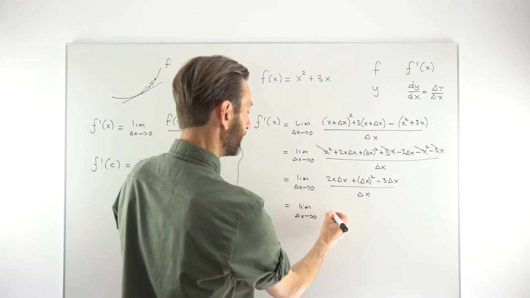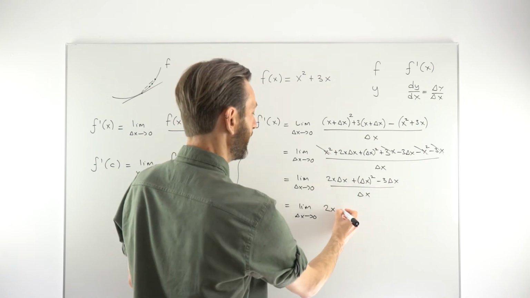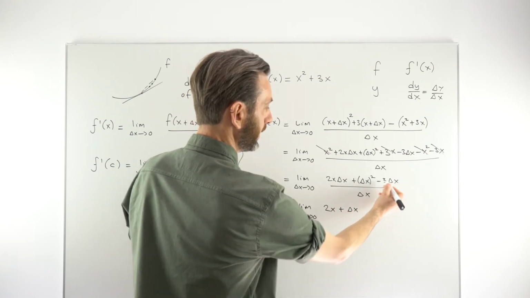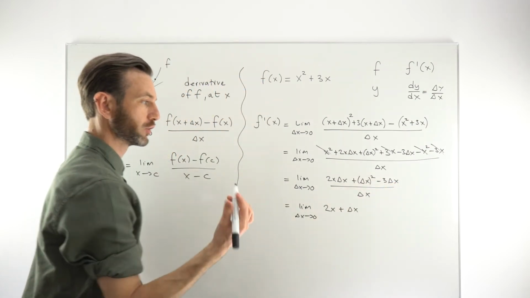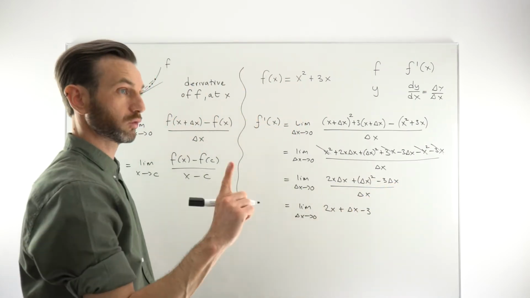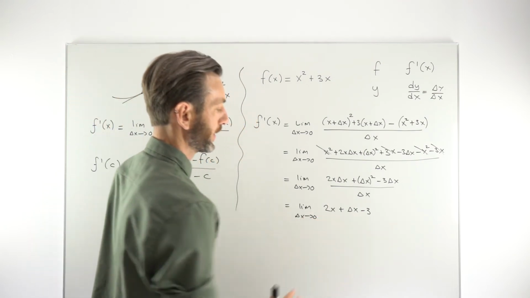If you divide this term by delta x, you're going to get a 2x. If you divide that term by delta x, you'll just power down to a single delta x. Divide this by delta x, and you're going to get just minus 3. The denominator divides down to just 1, so we don't need to write the fraction anymore. We're basically left with this quantity.